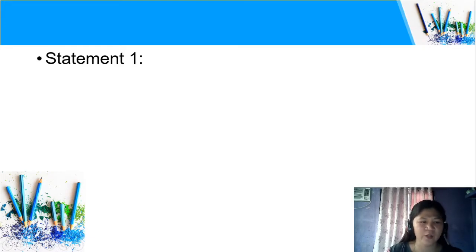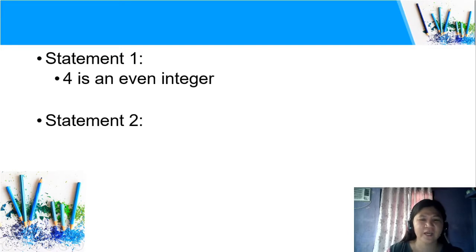For example, 4 and 6 are both integers, and consider the following statements. Statement 1: 4 is an even integer. Statement 2: 6 is an odd integer. Statement 1 is true and statement 2 is false. We will use letters P and Q to denote such statements.